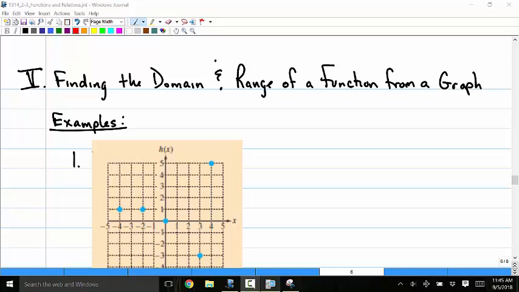Domain, again, went with what values? The x's, and the range went with the y's. So I'm going to remind myself of that, and I'm going to do it in colors. The domain I'm going to stick with red, and the range I'm going to stick with pink whenever we're talking about it.